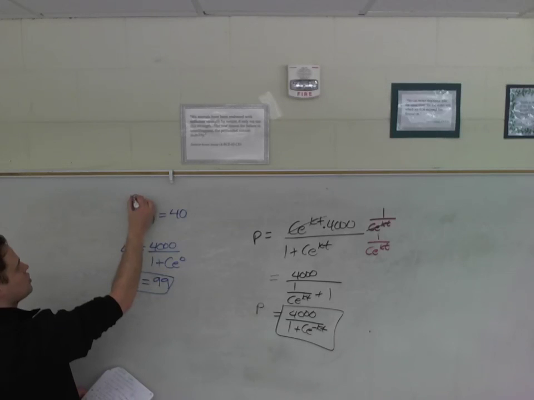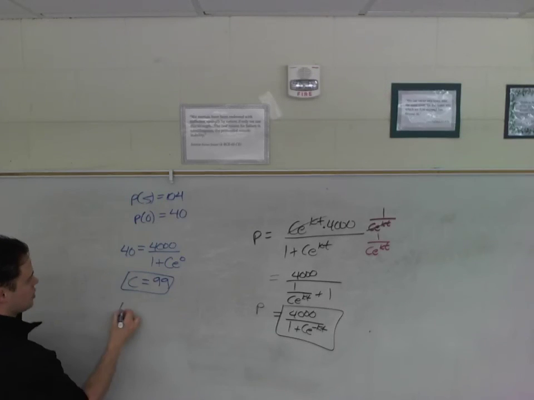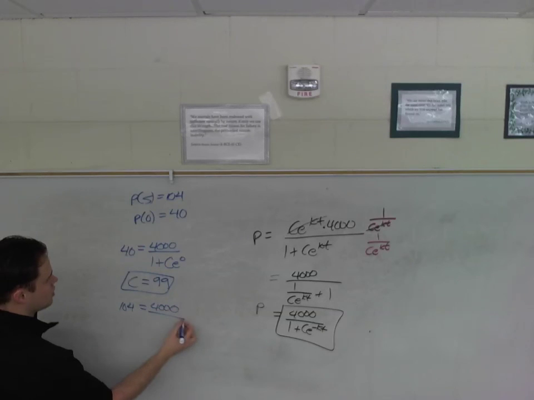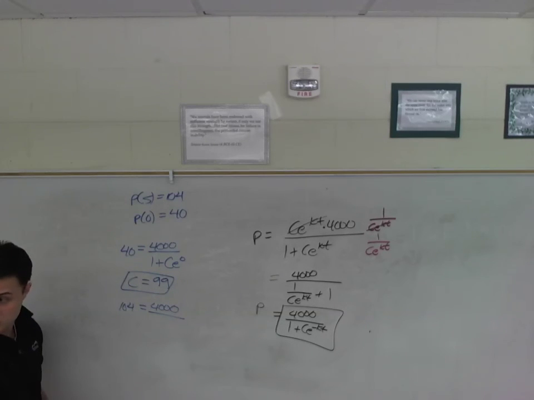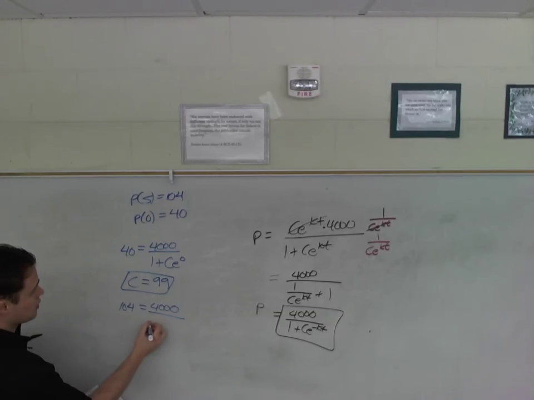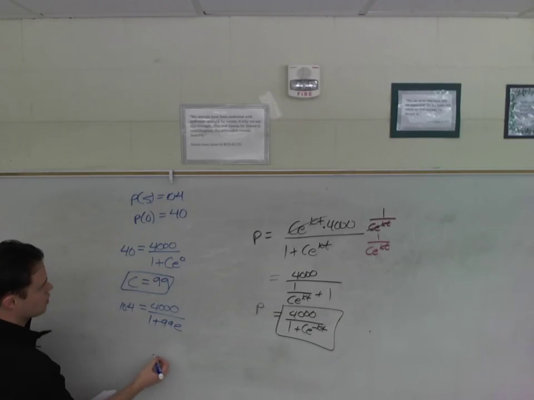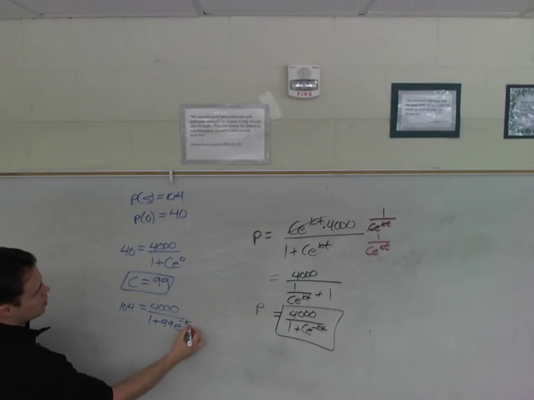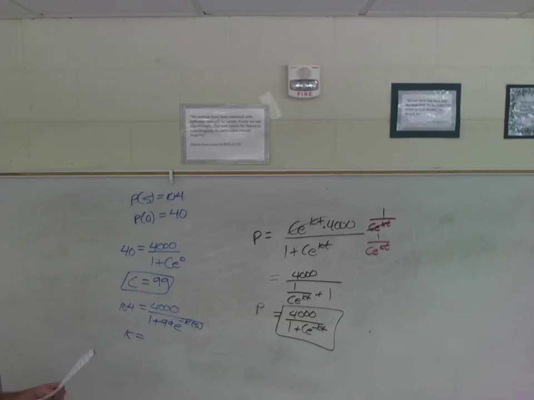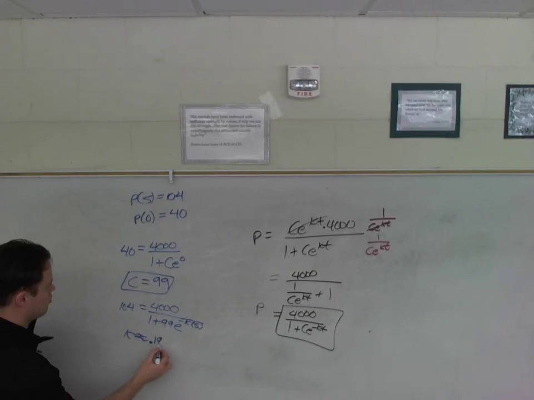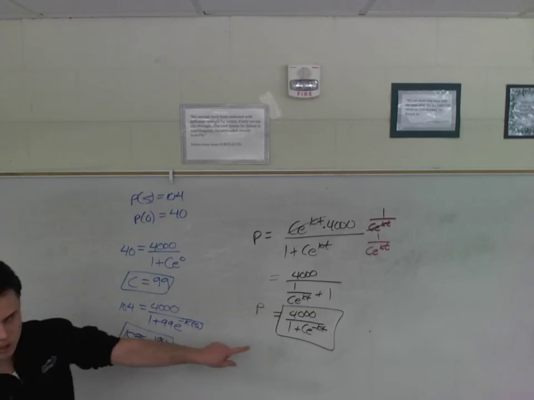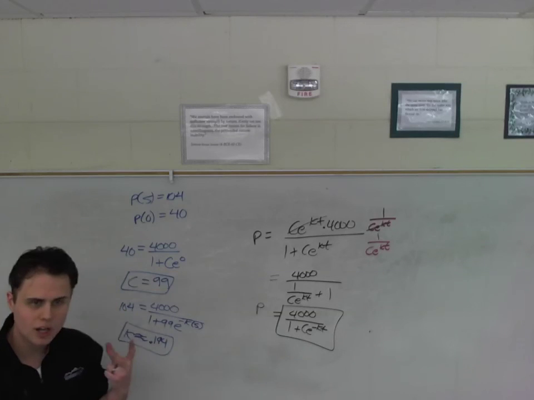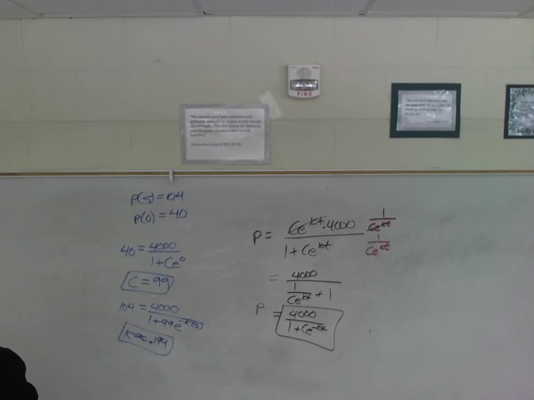The next initial condition we had was 5 and 104. So we go 104 equals 4,000, the carrying capacity. So apparently the land can only sustain 4,000 elk at most, no matter the conditions here. Over 1 plus 99 e to the negative k times 5. Then we solve that for k. I'm not going to show you the algebra again. I got about 0.194. So now I can stick this in, and I have my specific function modeling these elk. Does that make sense?